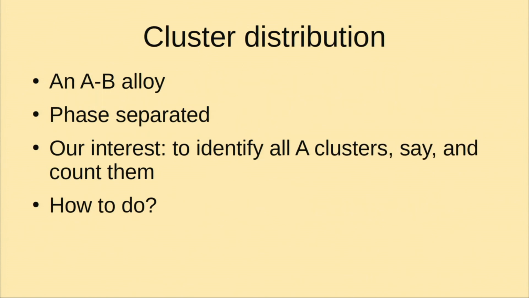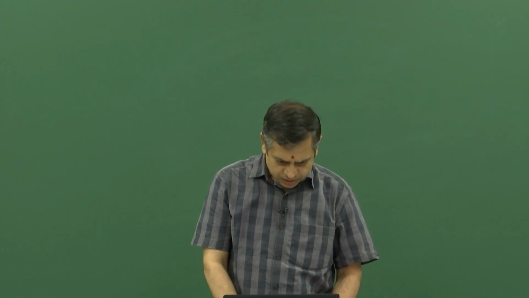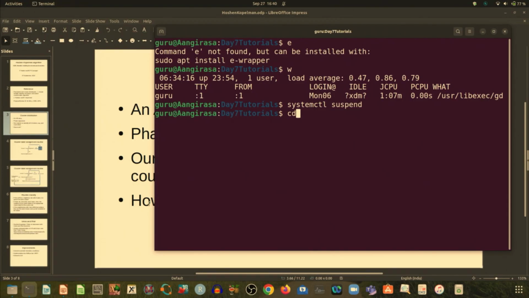So, we consider an AB alloy, and let us say it is phase separated, and we want to identify all A clusters and count them, right. How to do it is the question, and I will use the same example that is there in the hk.c code.